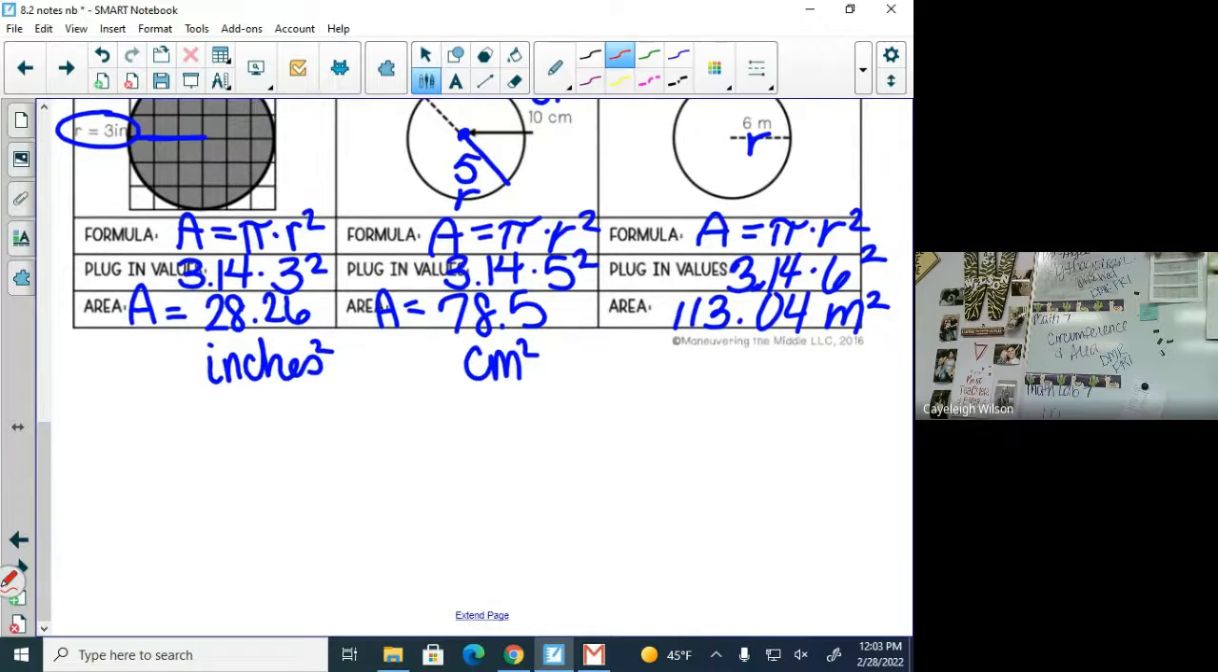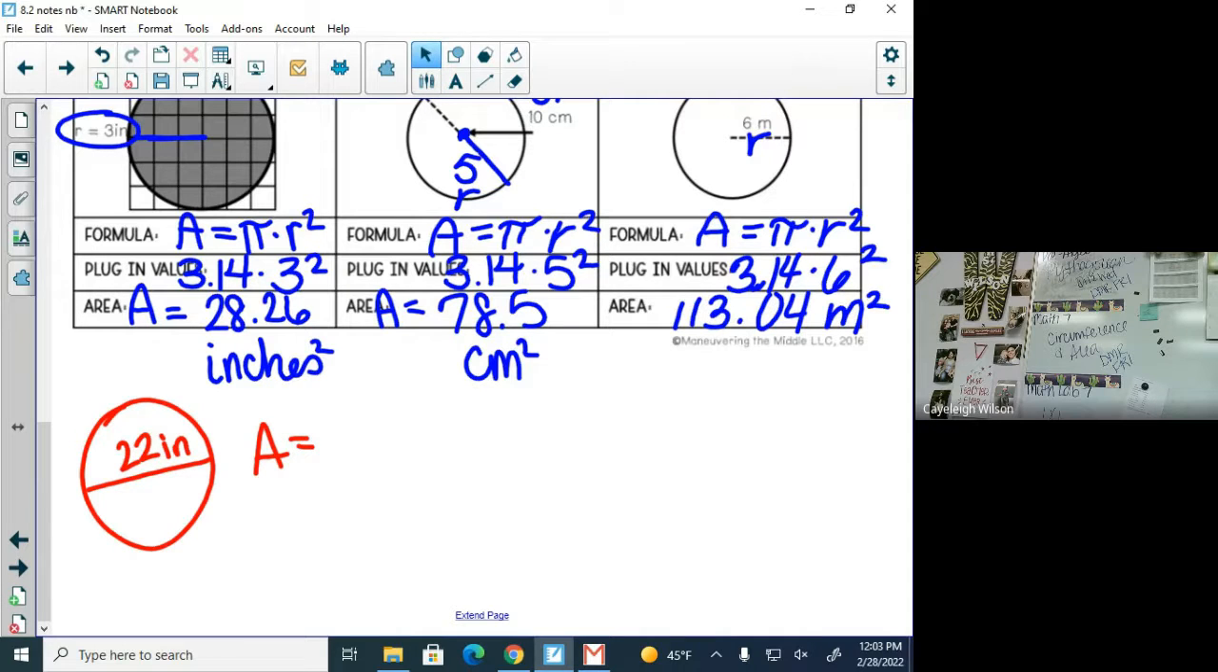I know there's not a lot of space at the bottom of your paper, but you just write your answer there. I want you to find the area of this. So what is the area of this circle? Just at the very bottom. Just write your answer on there.